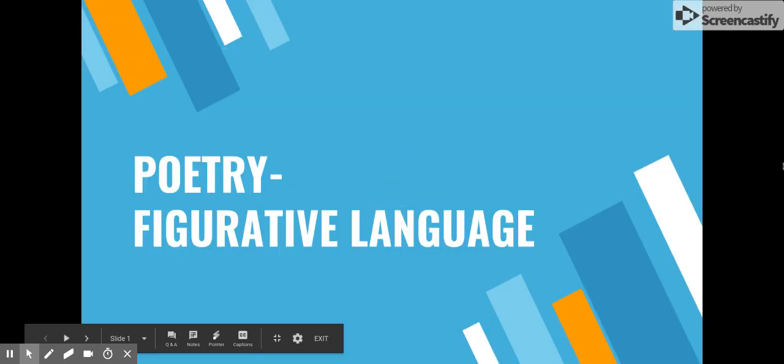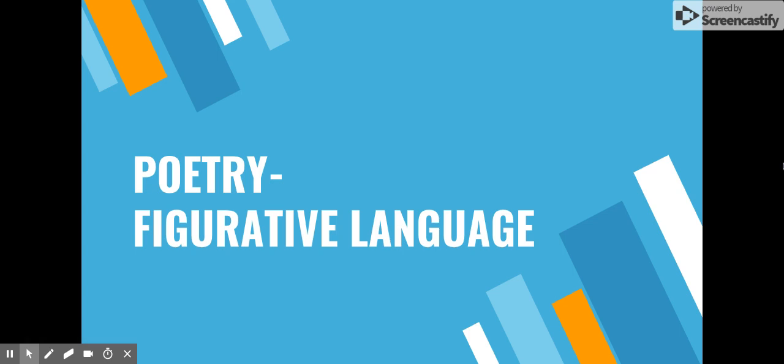All right, so we're going to do poetry notes in two parts. This week we're going to focus on the elements of poetry, focusing on figurative language and other components of what we see in a poem.